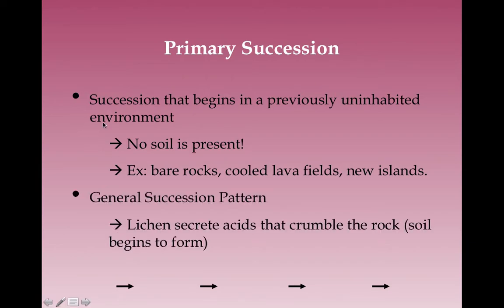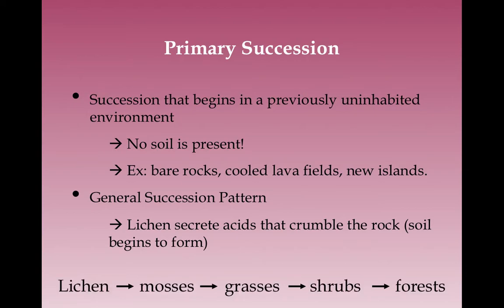So the general pattern is you start with lichen that form on the rock, and they secrete acids that then start to break that rock down, and that begins the process of soil formation. And then you can get mosses, grasses, and shrubs and forests. So pretty straightforward.